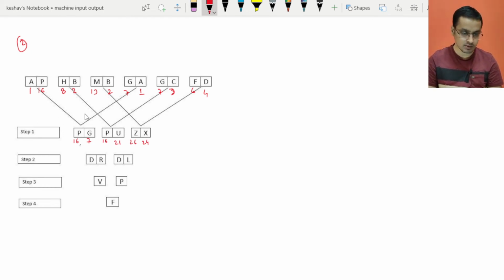Now let's see how we are getting this. If I multiply this, you can see we are getting 16 here. So how are we getting 16 here? By multiplying 1 into 16. 1 into 16 is equal to 16. So which alphabet has the ranking 16?